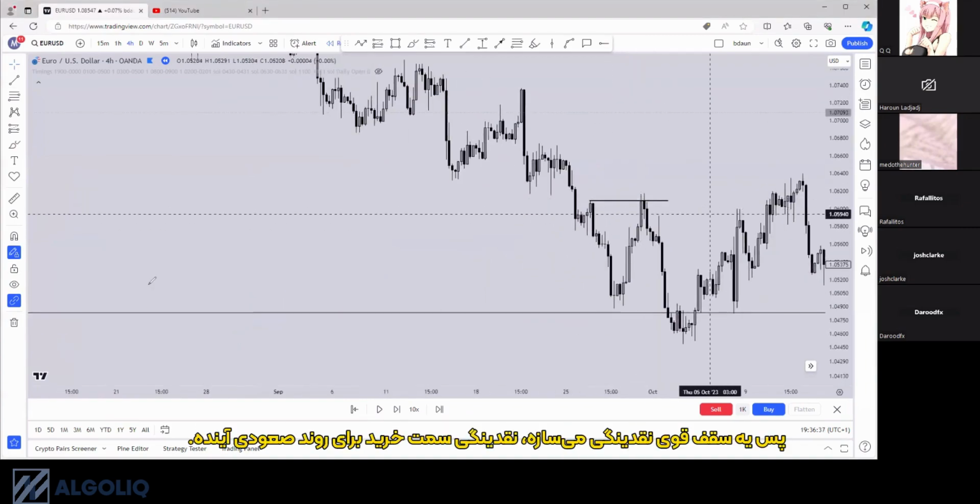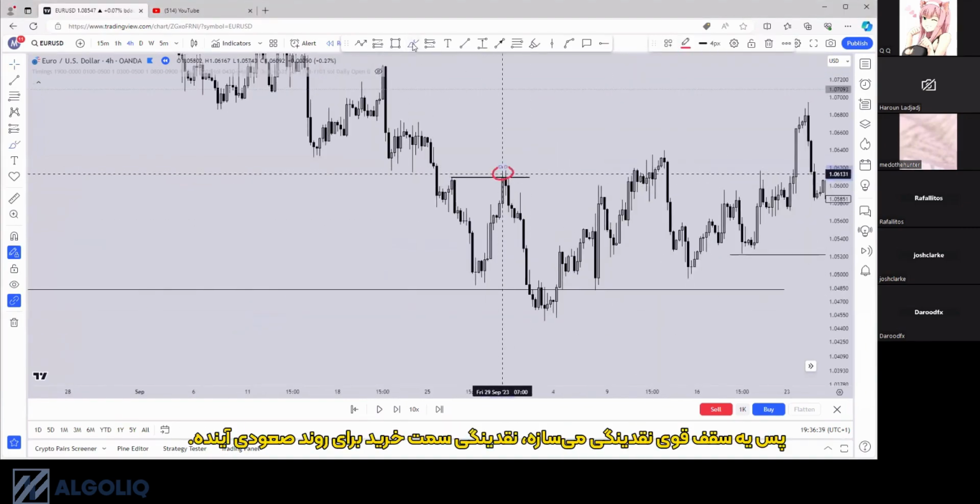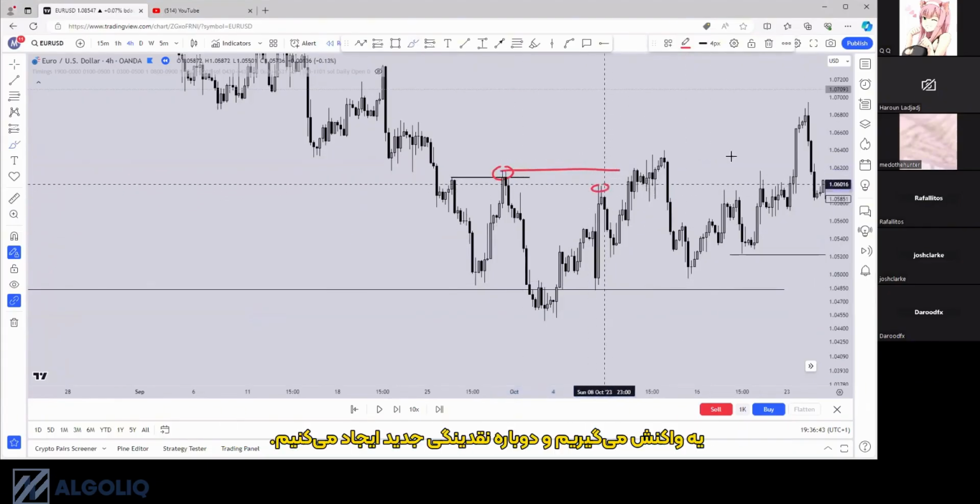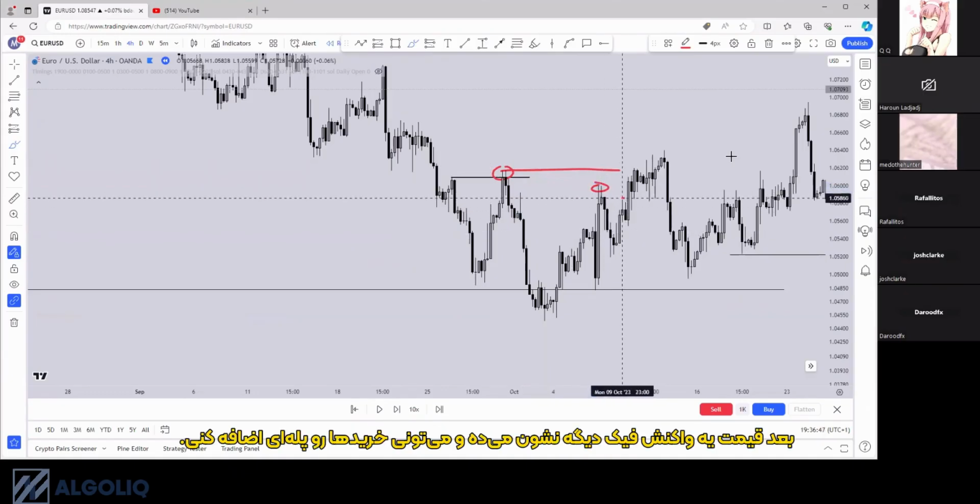So a strong high creates liquidity, buy side liquidity for future uptrend. We give a reaction and we create another liquidity. The price gives another fake reaction, I can start stacking buys.